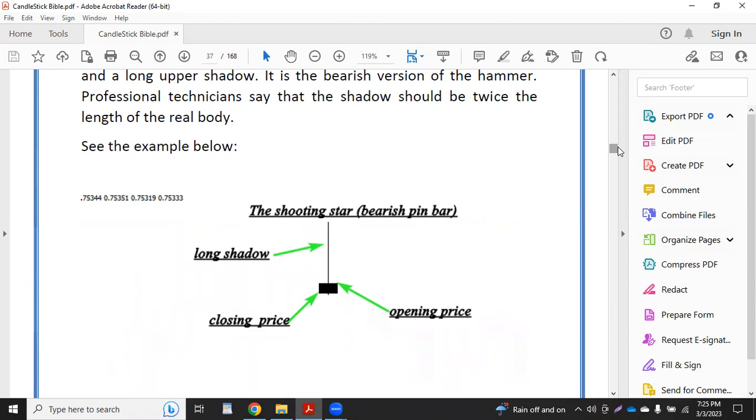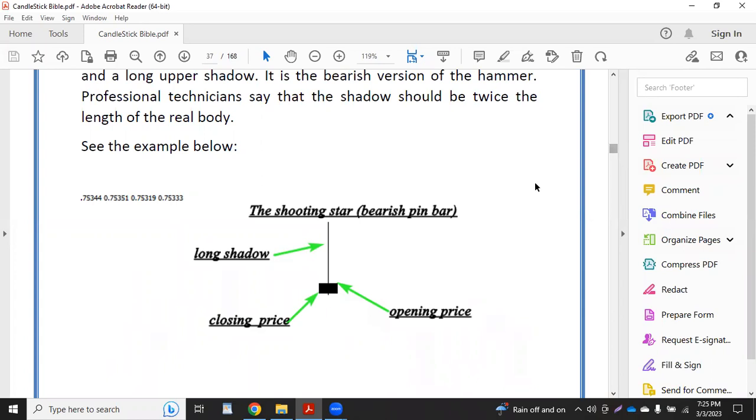So this one is used for the sell side in the market. It is used to enter sell trades in the market, right? So it's the same thing, but this is the opposite. You know, in the market, we either buy or sell. We're looking for either buy or sell signals, right? So now we've talked about the buy. Now the shooting star is a bearish pin bar, so it's bearish.